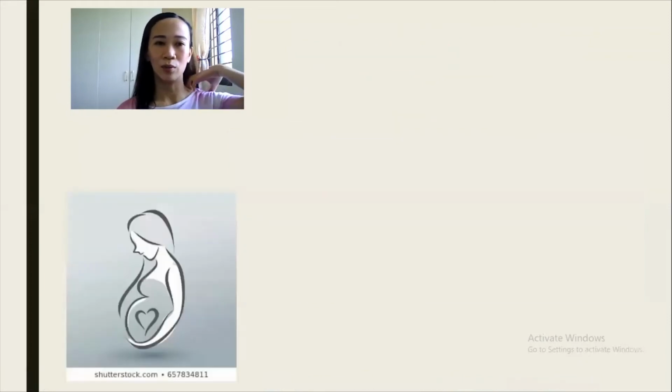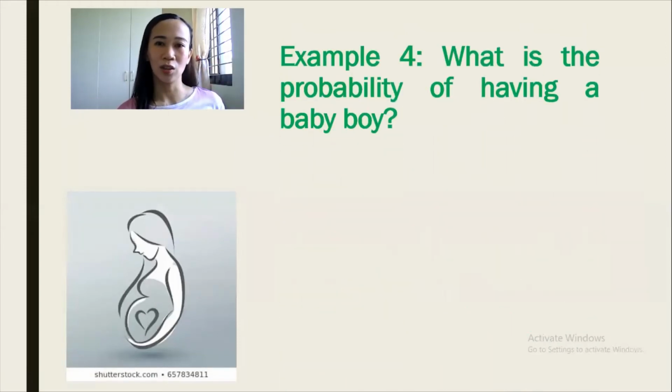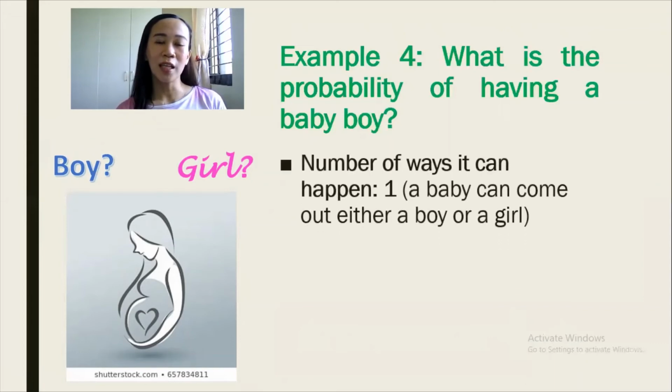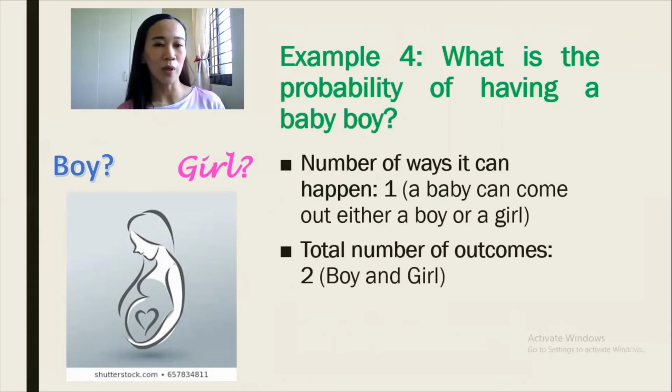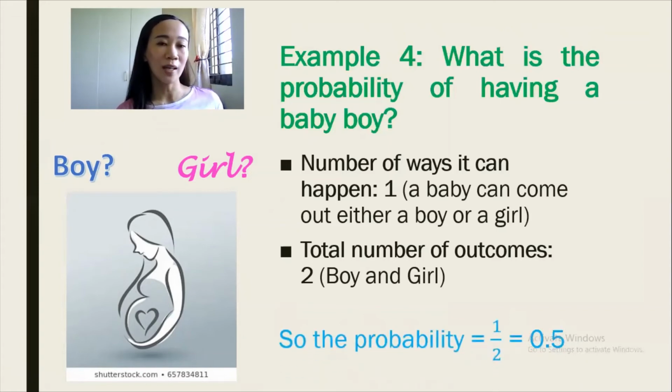Okay, so how about this question? What is the probability of having a baby boy? Baby boy or girl. If you're pregnant, then you need to know this. So first, the number of ways it can happen is only one because a baby can come out either a boy or a girl. Total number of outcomes, we have two, boy and girl. So what is the probability of having a baby boy? That is 1/2 or 0.5.